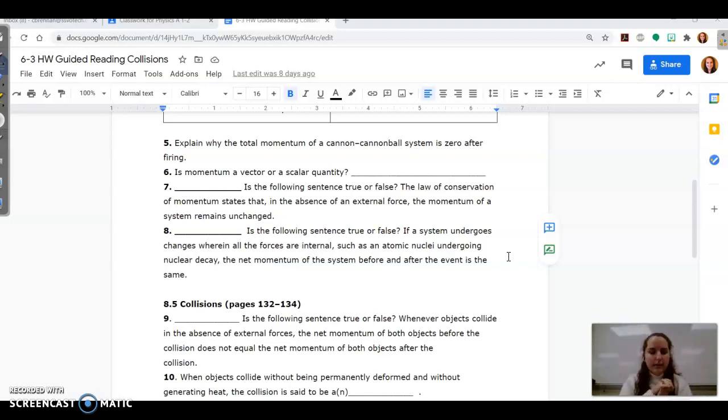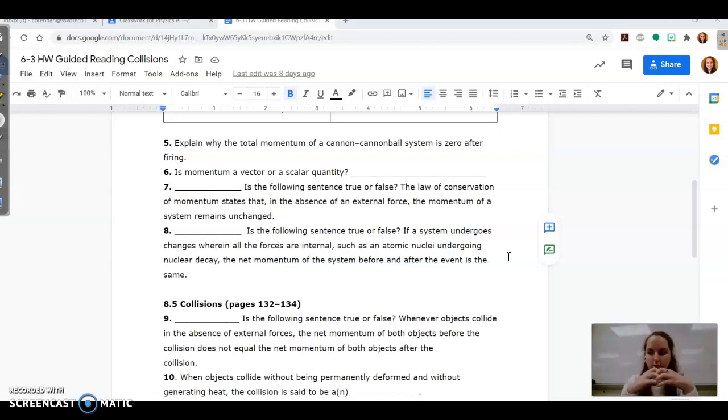Number 8, is the following sentence true or false? If a system undergoes changes wherein all of the forces are internal, such as an atomic nuclei going under nuclear decay, the net momentum of the system before and after the event is the same. This is also true.